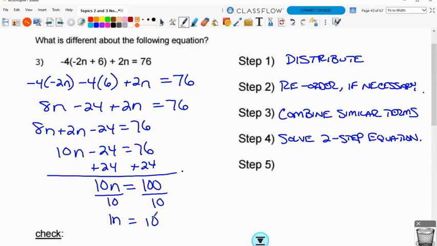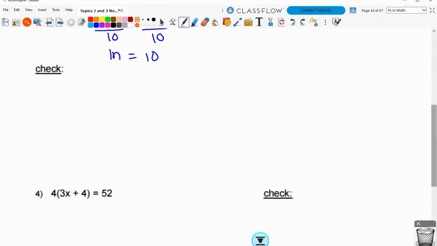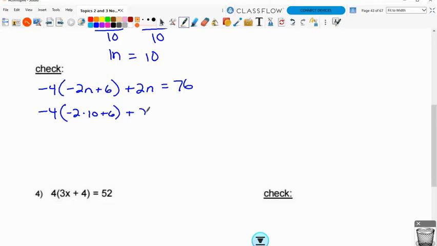Now we're ready to do the last part of the problem, which is, of course, the check. We need to do our check now. So I'm going to move my problem down here where I can see it a little better. Okay, rewrite the original problem, which said negative 4 times, in parentheses, negative 2n plus 6, and then plus 2n equals 76. We think that n is 10.